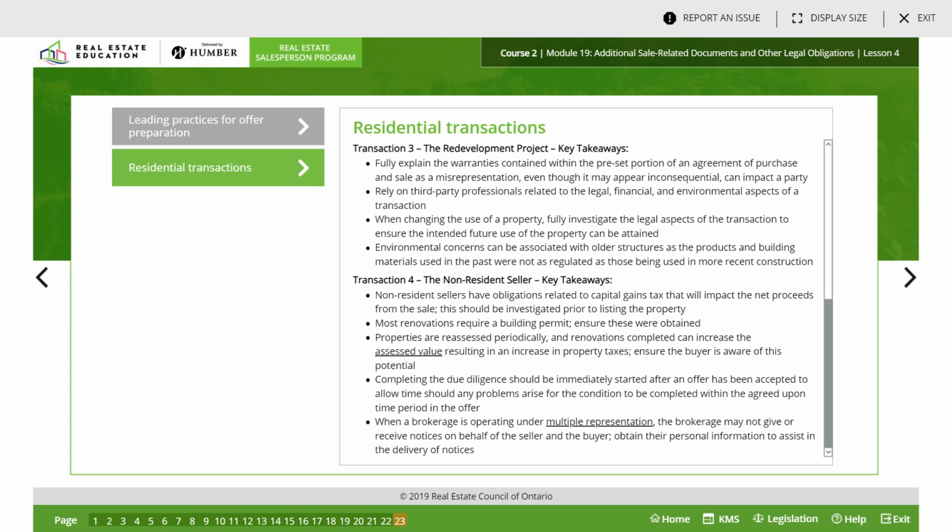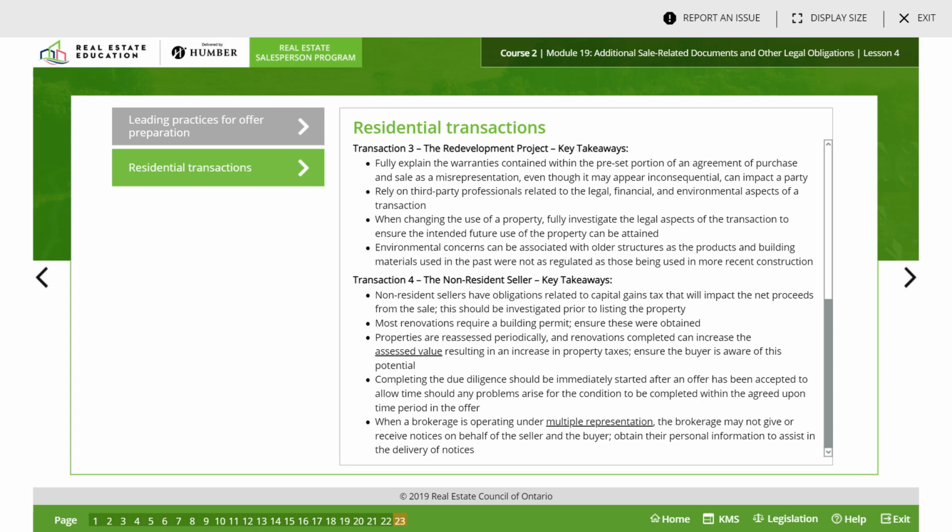And then there's transaction 4, the non-resident seller. A non-resident seller has obligations related to capital gains tax that will impact the net proceeds from the sale. This should be investigated prior to listing the property. Most renovations require a building permit. Ensure these were obtained. Properties are reassessed periodically.